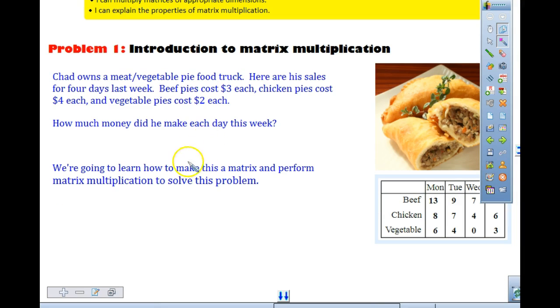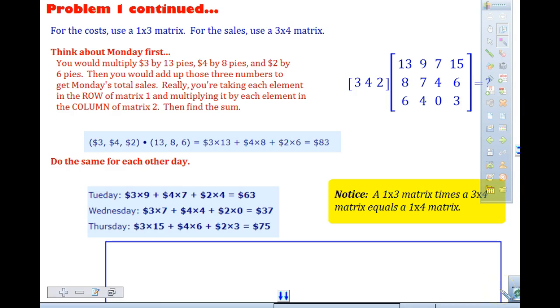So if we are looking at it, it says we're going to learn how we can make this matrix and perform a matrix multiplication to solve the problem. Okay, so if you continue, Evie, on that next page down. For the cost, you would multiply 3 times 13 pies, 4 times 8 pies, 2 by 6 pies. Then you would add up these 3 numbers to get Monday's total sales. Really, you're taking each element in the row of matrix 1 and multiplying it by each element in the column of matrix 2. Then find the sum.